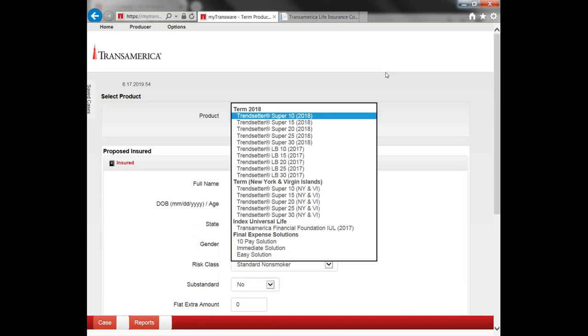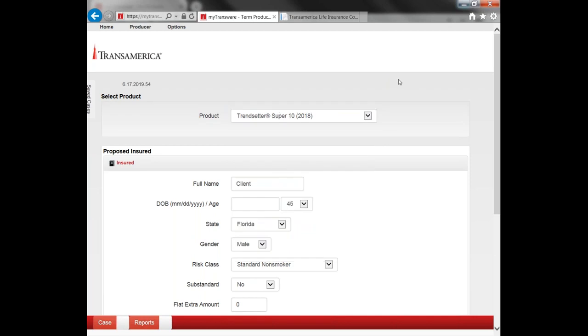Our Transamerica Life sales desk is set up to support term, final expense, index universal life, med sup, as well as long-term care. Our sales desk here in Denver, if you could all take this number down, will be your support for med sup and final expense. That phone number is 866-545-9058.